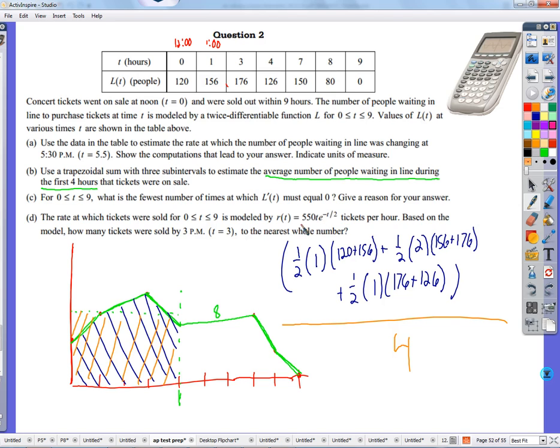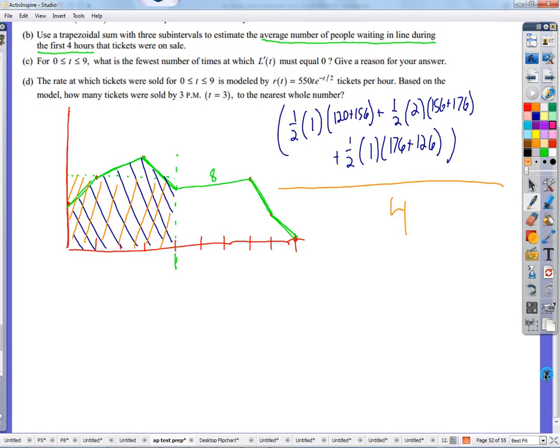So how would we get from here to there? Take the antiderivative, or take the definite integral from 0 to 3. How are we going to find the definite integral from 0 to 3?